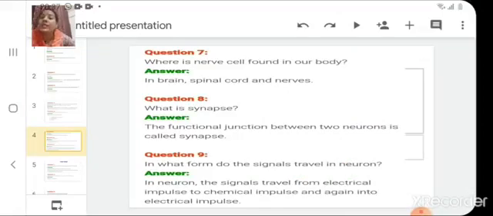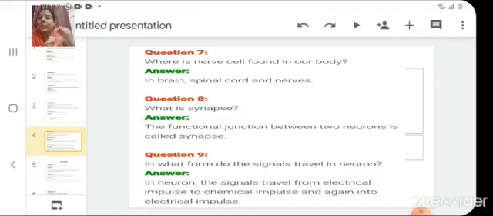Now, where is the nerve cell found in our body? The nerve cell is present in brain, spinal cord and in other nerves also. Now, there is another question which is just out of your textbook, but it is very, very interesting.